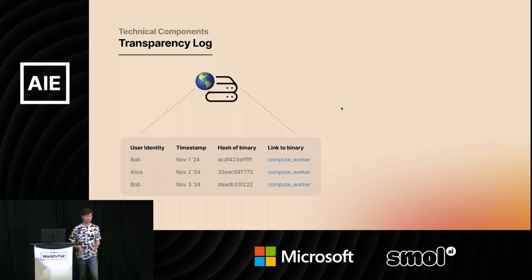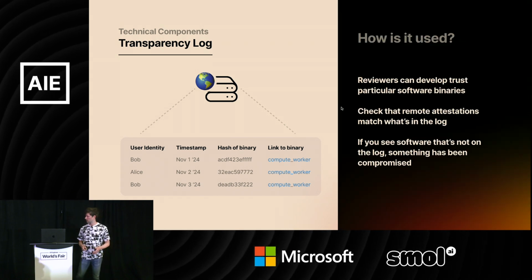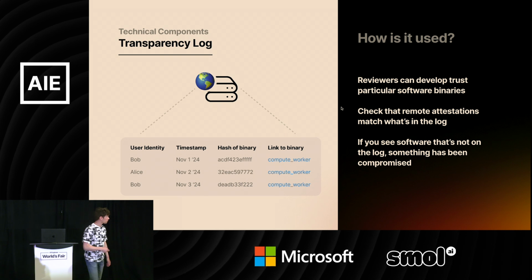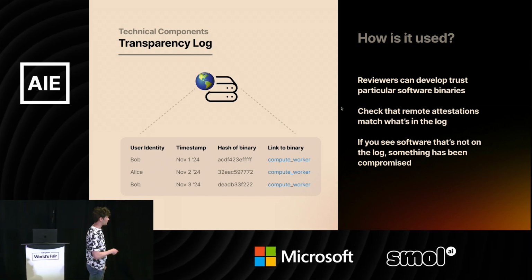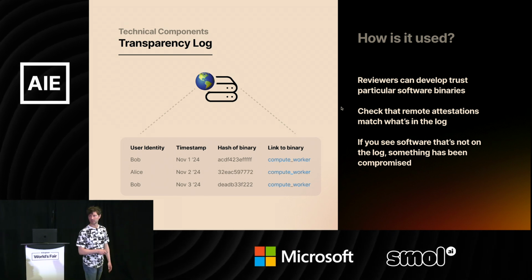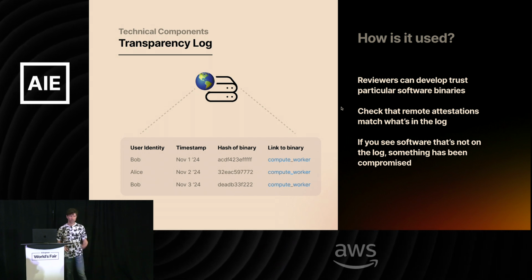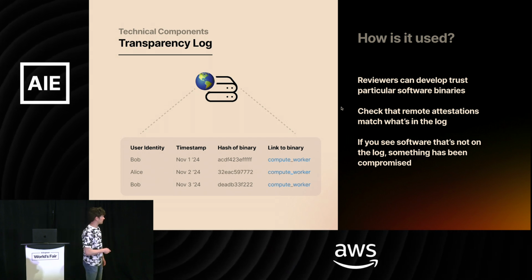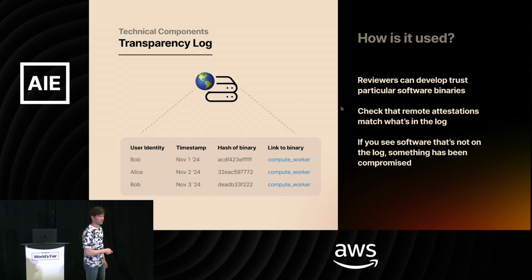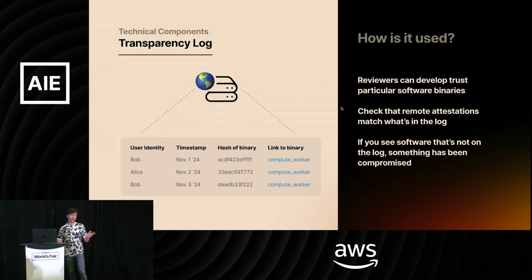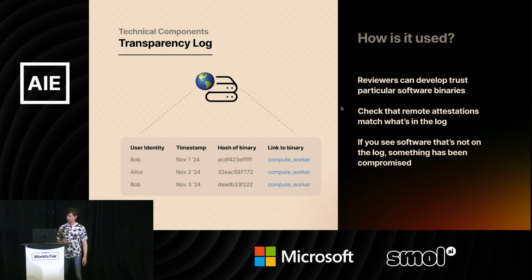Why does that matter? Why would you care about this? Well, first of all, reviewers can go through and offline look at these binaries that are made publicly available and verify their behavior. And so when you get a remote attestation, and the remote attestation says this hash of this binary is there, you could be like, oh yeah, I've already checked this binary. I believe that it's doing the right thing.